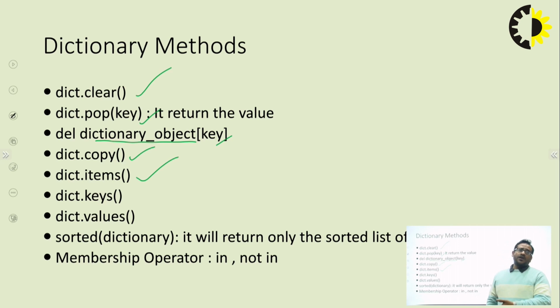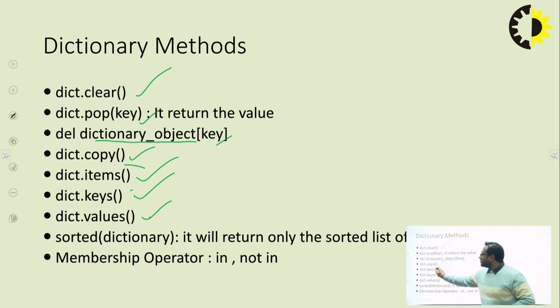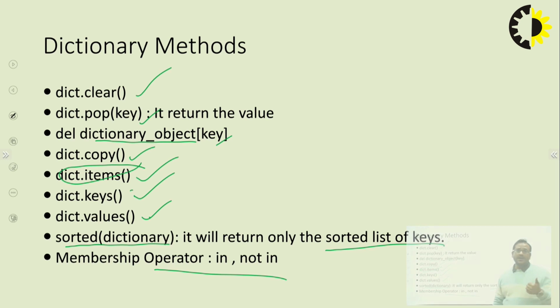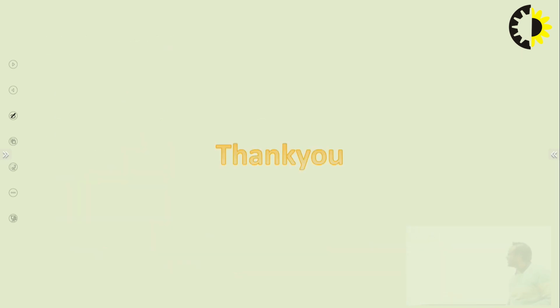Items selects all the items. Keys selects only the key values. Values selects only the values. So keys, values, and items together select both key and value pairs. The sorted function is used to sort the dictionary, and it returns the sorted list of keys. And the membership operator I have already discussed in set. Similarly, you can apply the membership operator here.